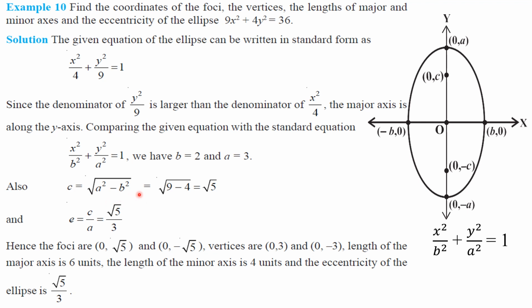What is the a square value here? 9, minus what is the value of b square? 4. That is equal to square root of 9 minus 4. What will you get? 5. So square root of 5. This is the value of c. Understood this step, my children?